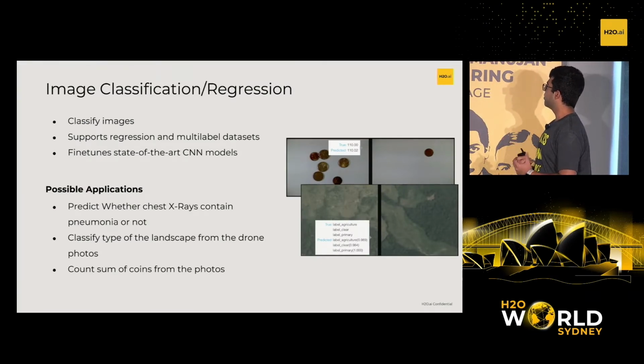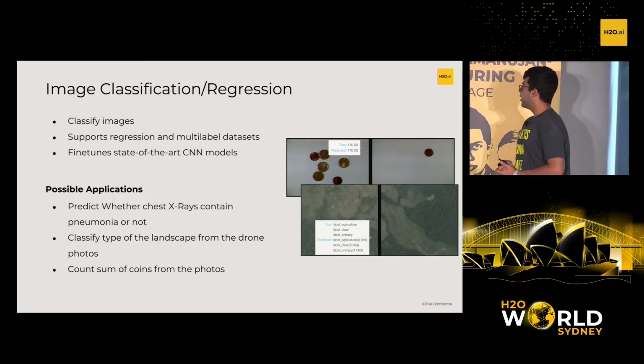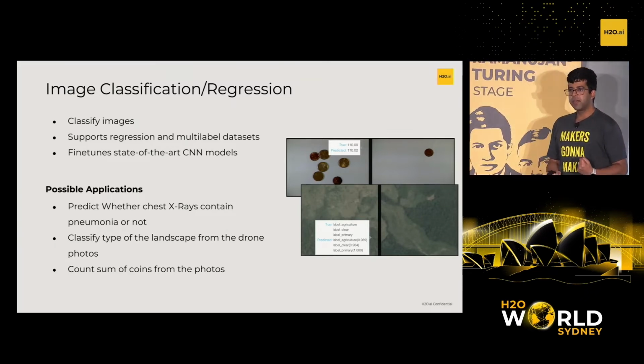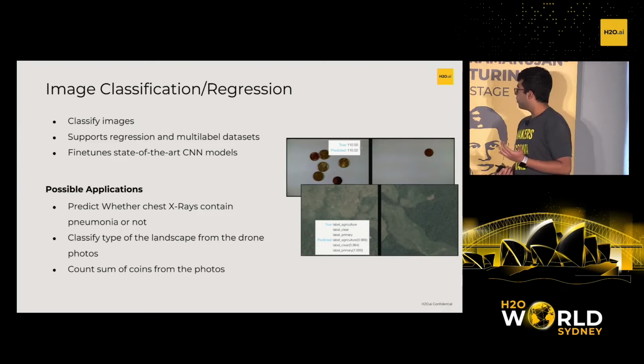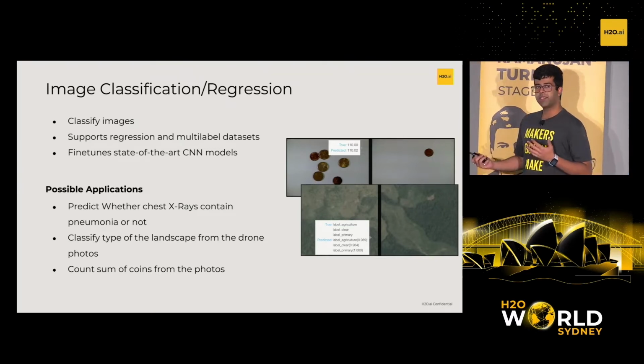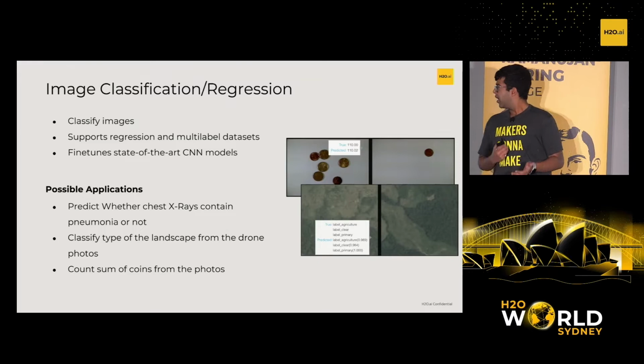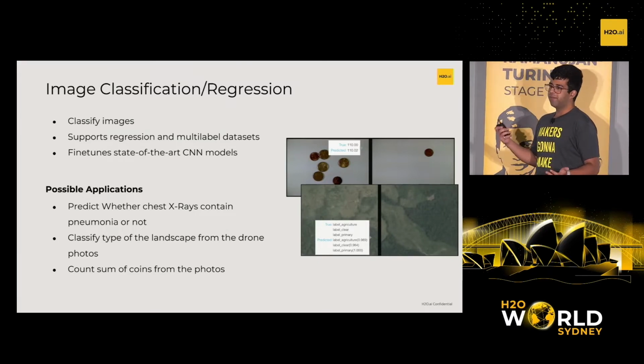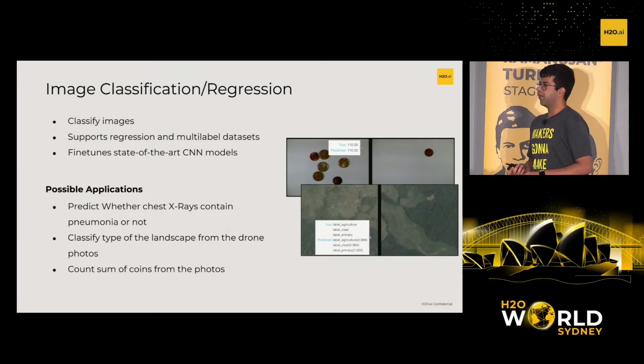In images, we support image classification and regression. You can think about this as predicting whether there's pneumonia in a chest X-ray sample or not, whether a landscape is from a certain country or not. You could count the sum of coins from the photos. You could also imagine you could deploy this in manufacturing. I'm trying to think of more use cases, but anywhere you need to detect or classify an object inside an image, you could do that.